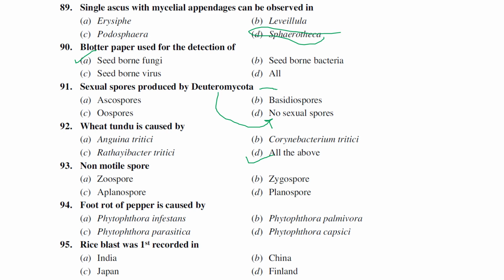Wheat tundu disease is otherwise called yellow slime rot disease. These two diseases are an association of bacteria along with the nematode Anguina tritici. This is associated with a bacterium called Corynebacterium tritici, otherwise called Rathayibacter tritici. We can also call it Clavibacter tritici. So the answer is all the above. Non-motile spore. Zoospore is motile.